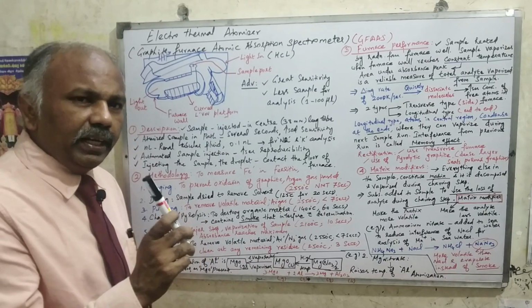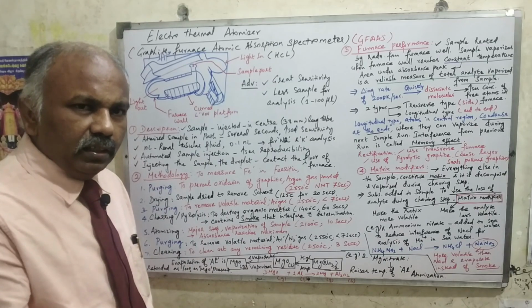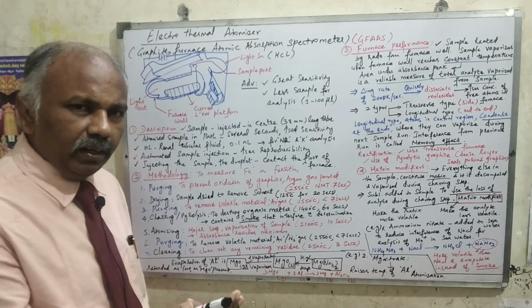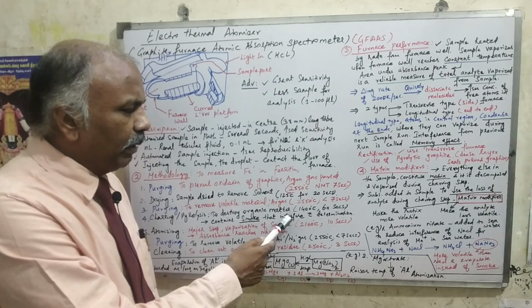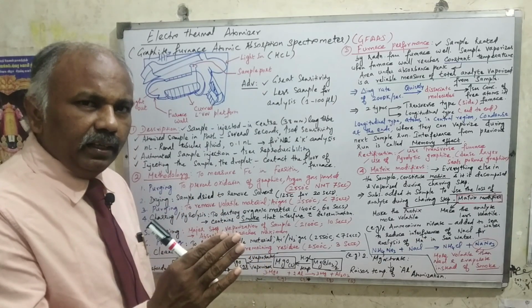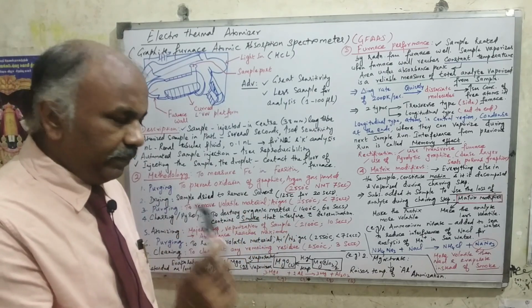After purging, the very important step is charring or pyrolysis. What is called charring? That is nothing but decomposition with heat, called charring or pyrolysis. What is the purpose of charring? To destroy the organic matter, we use the charring step, particularly at a temperature of 1400 degrees centigrade for 60 seconds, 1 minute.